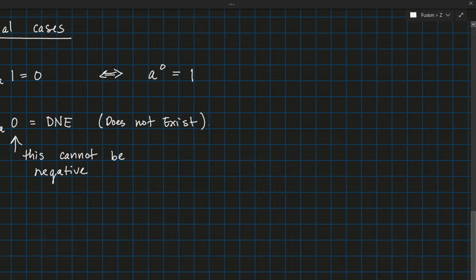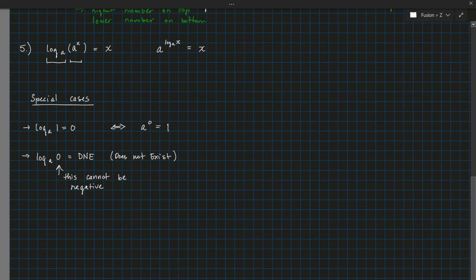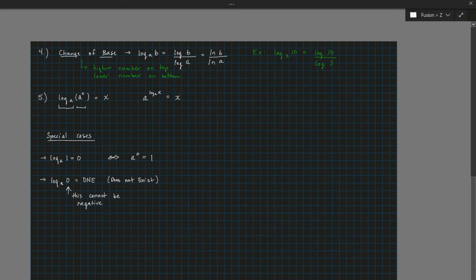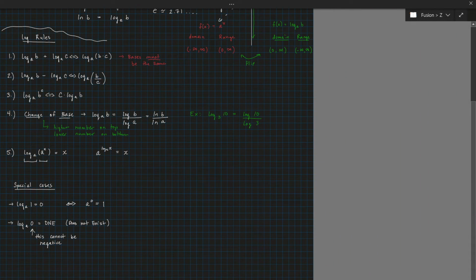Is 0 negative? Well, it's not negative, it's positive. No, 0 doesn't work either, because again, it never actually touches 0. It gets closer and closer to it, but it doesn't touch it. So that's why 0 doesn't work, and neither does any negative number. Okay, so these are the rules that we're going to use to manipulate these log functions.